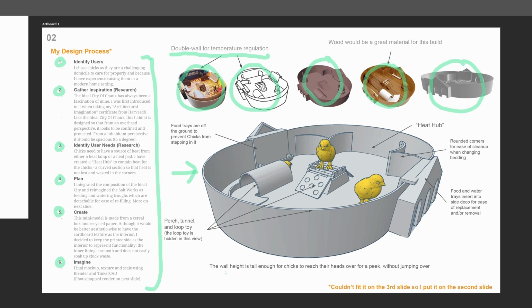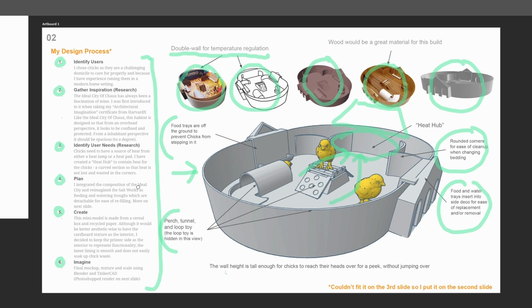And what I did was label it as per usual. So different like food trays, the perch tunnels, your heat hub, which is this circular design that basically will trap the heat here. It will direct the heat here where the chicks are. And because chicks, you need a lamp, this will be the perfect little heat hub for them. Now, rounded corners for the ease of cleanup when changing bedding. That is another detail. Food and water trays insert into side decks for ease of replacement and removal.